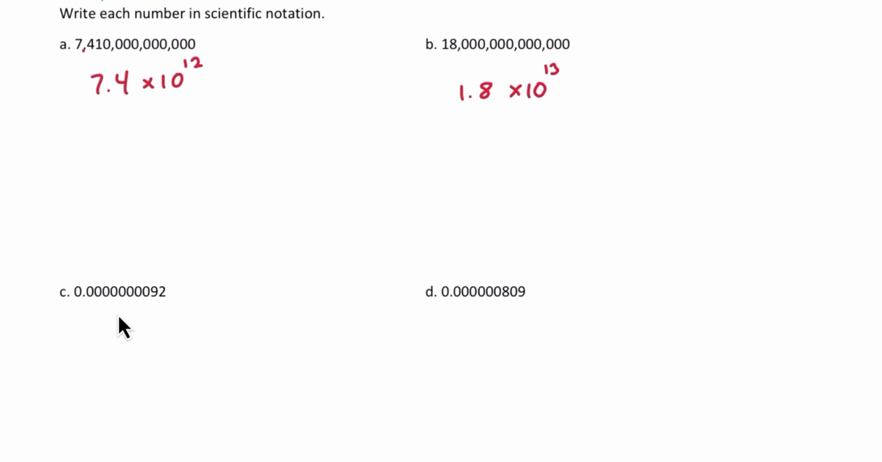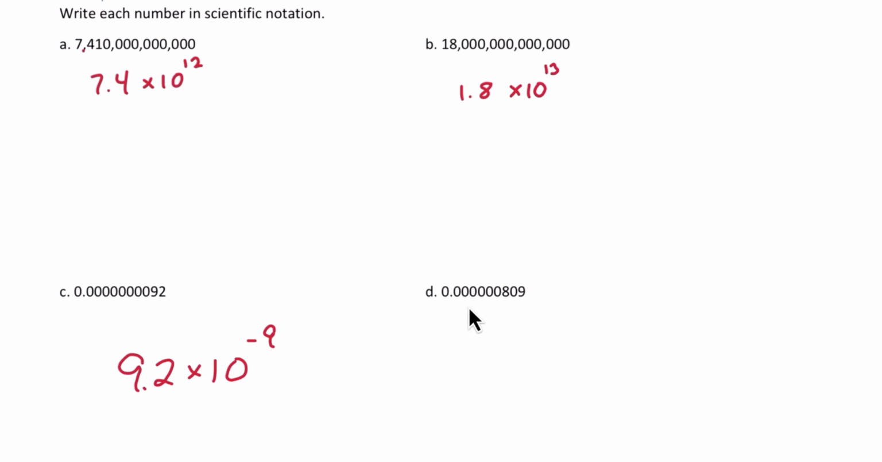In this example, notice we need to move the decimal point to the right, but we're still looking for a number that is between 1 and 10. So to do that, we would need to move the decimal point once, twice, 3, 4, 5, 6, 7, 8, 9 times to get to 9.2 times 10 to the negative 9. This time we're going to make it negative 9 because we're moving the decimal point to the right. Notice that a decimal point is a small number. That's an indication that your exponent will be negative.